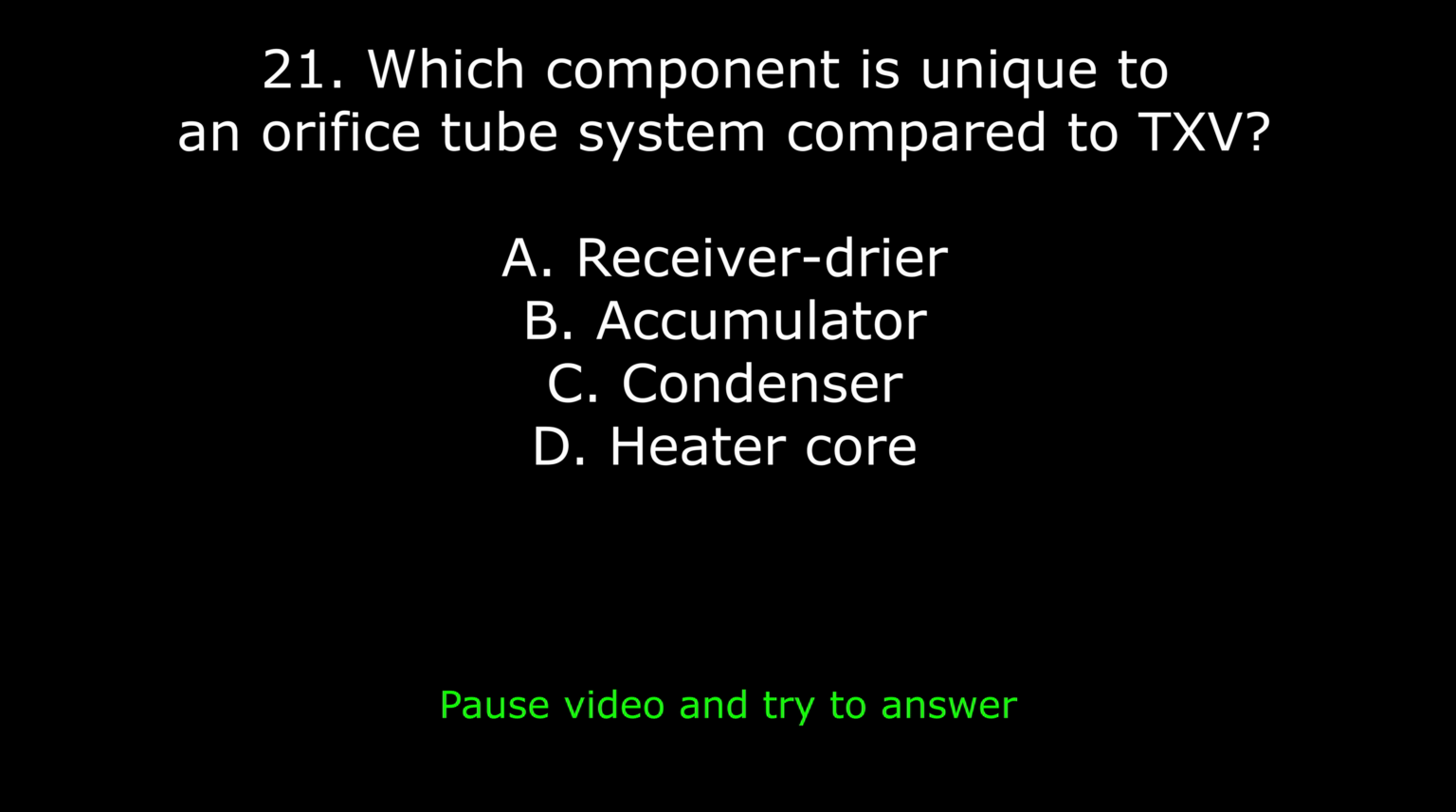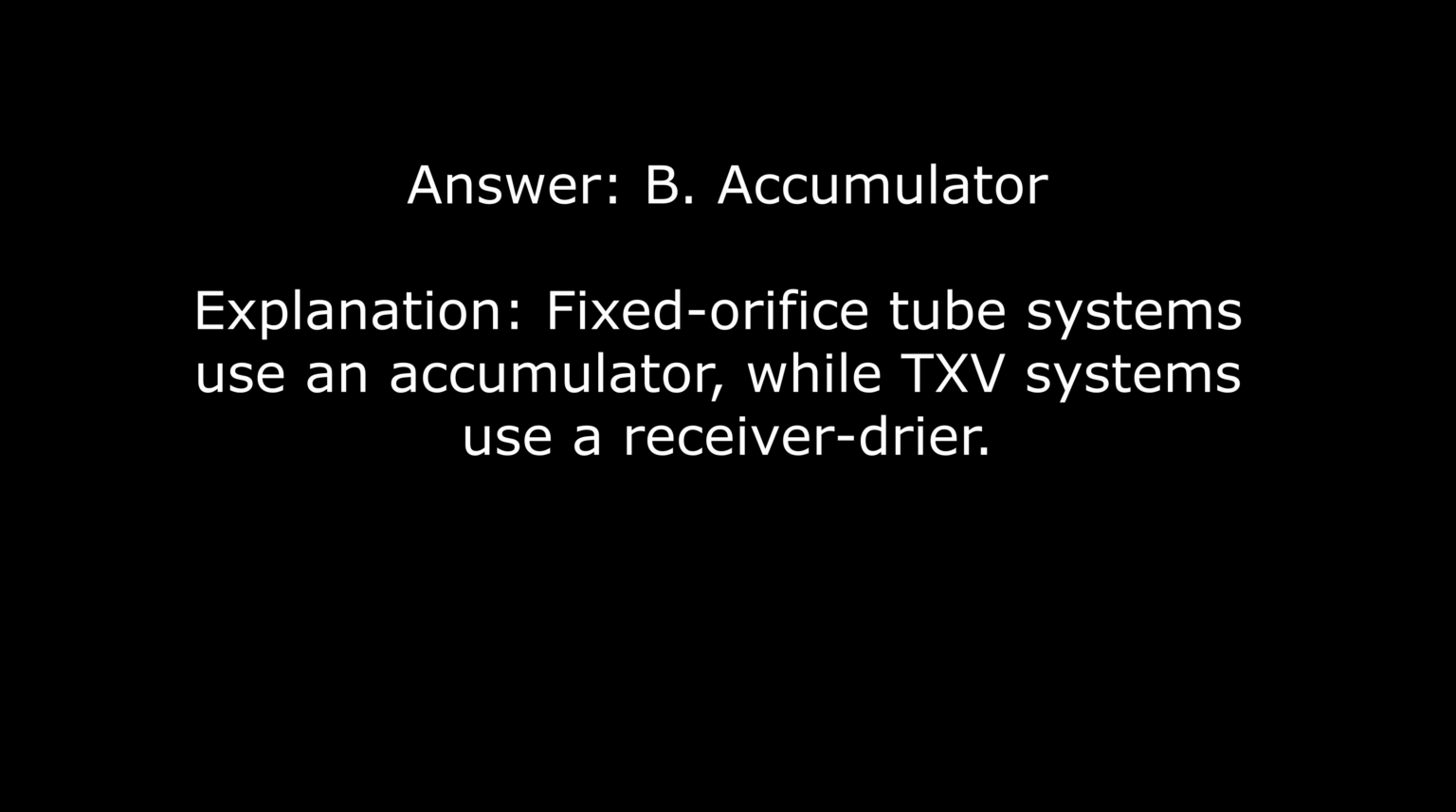21. Which component is unique to an orifice tube system compared to TXV? A. Receiver dryer. B. Accumulator. C. Condenser. D. Heater core. Answer: B. Accumulator. Explanation: fixed orifice tube systems use an accumulator while TXV systems use a receiver dryer.